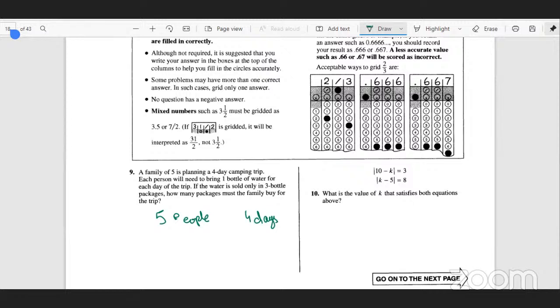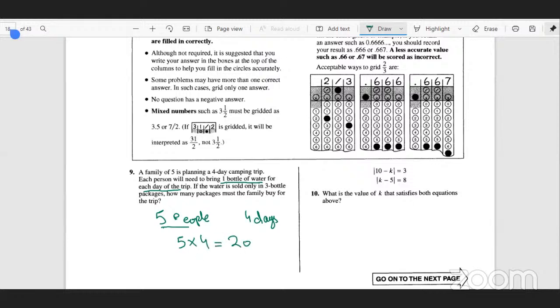Each person will need to bring one bottle of water for each day of the trip. So this means that one person needs one bottle for one day, right? For each day. This means that in total, if we have 5 people and each of them needs one bottle for each day, in total they would need 5 into 4 bottles, that is 20.